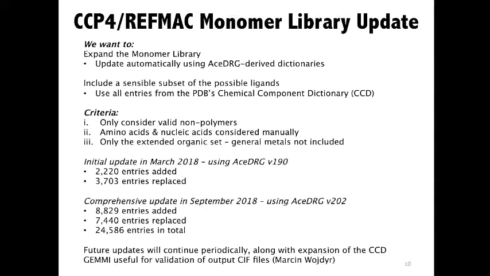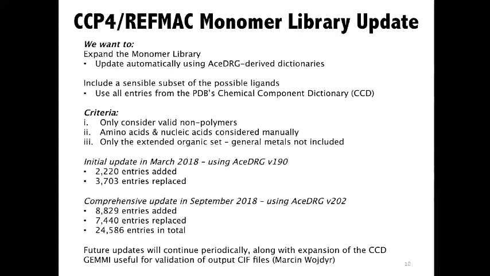But that's been around for a couple of years. Now what is new? What is new is the CCP4 REFMAC Monomer Library update. So we wanted to extend the Monomer Library, and automatically update the Monomer Library in light of these developments in AceDRG. We can't include all ligands. I mean, the potential number of ligand chemistries out there is huge. That would not be tractable. So instead we use a sensible subset of the possible ligands.